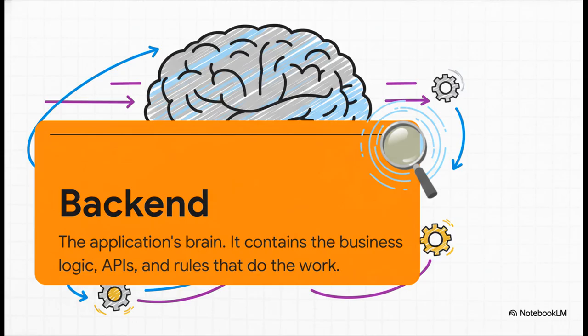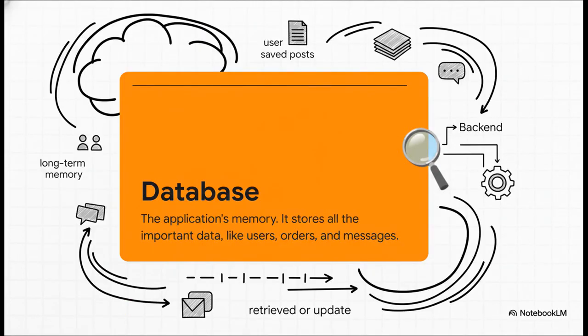Then, working behind the scenes, we have the backend. Now this is the application's brain. It's the invisible engine that's doing all the heavy lifting. It processes your requests, it applies all the rules, and it figures out what's supposed to happen next. It doesn't have a pretty face, it just thinks. And finally, you've got the database. You can think of this as the application's long-term memory. Every single piece of important information, your user profile, your shopping cart, your messages to a friend, it's all stored right here, just waiting for the backend to come and grab it or update it.